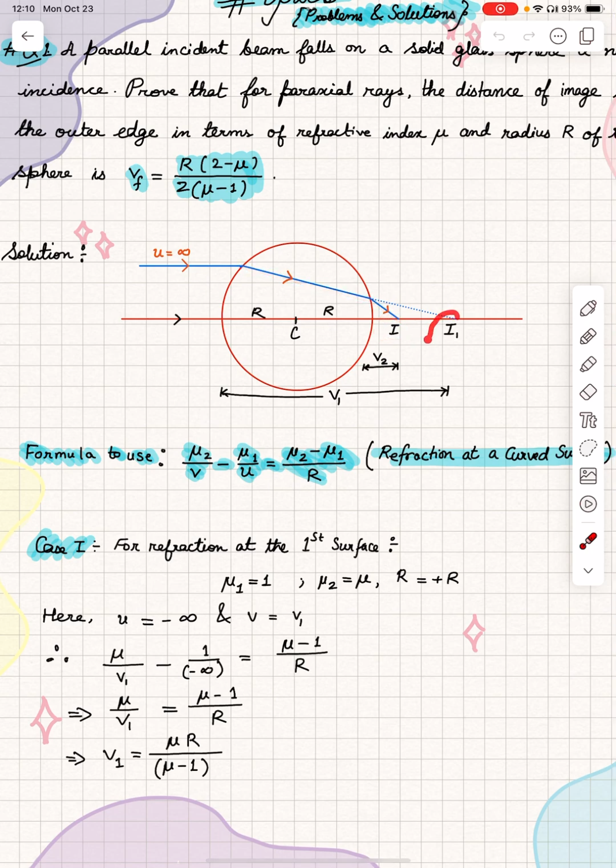So this particular I1 acts as the virtual object for this image I. So it appears as if the rays of light are coming from I1. So what is the distance of I1 from this particular point? The entire distance is V1. This entire thing is 2 times R. So the object distance is equal to V1 minus 2 times R, which is positive.